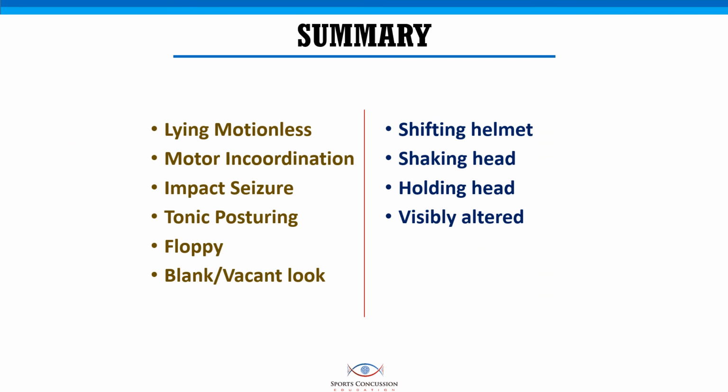In summary, there are several player cues or video signs that a concussion may have occurred. These signs can be a definite indication such as lying motionless or tonic posturing. Others are less specific such as motor incoordination, shifting the helmet, or holding the head. Knowledge of player cues are another tool in the toolbox to help you identify in-game concussions.